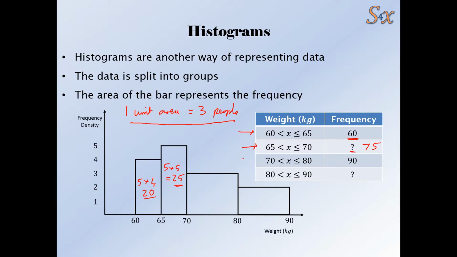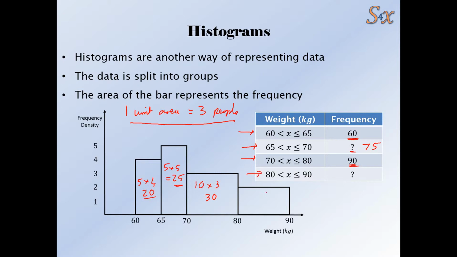The third one's filled in, but let's have a look anyway, just to make sure it matches. So in this 70 to 80 bar, it's got a width of 10 and a height of 3, which is 30. Each unit of area is 3 people, so an area of 30 is actually 90 people, which matches up with the table. And let's figure out this last one.